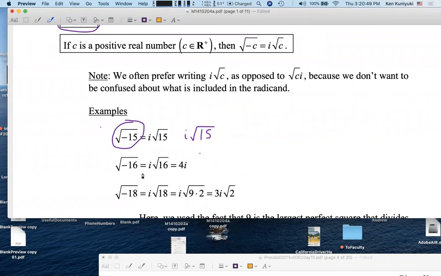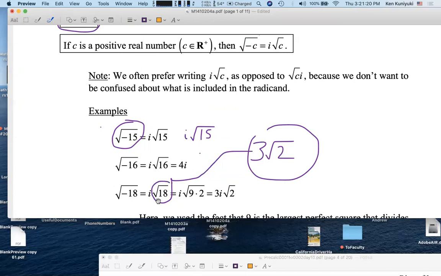Root -16 is i times root 16, or just 4i. Root -18 is i times root 18. And then old school, root 18, because 9 divides 18, and root 9 is 3, basically the 9 comes out of the 18 as a 3, and the 2 stays behind. Again, 18 is 9 times 2. The 9 comes out as a 3. We have 3 root 2. That's i times 3 root 2, or 3i times root 2. Again, it might be safer to put the radical at the right end.